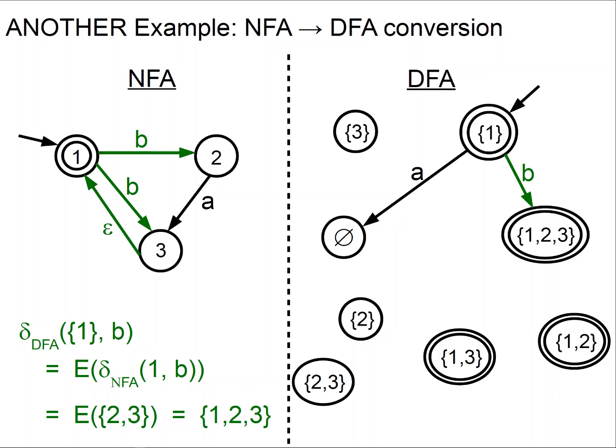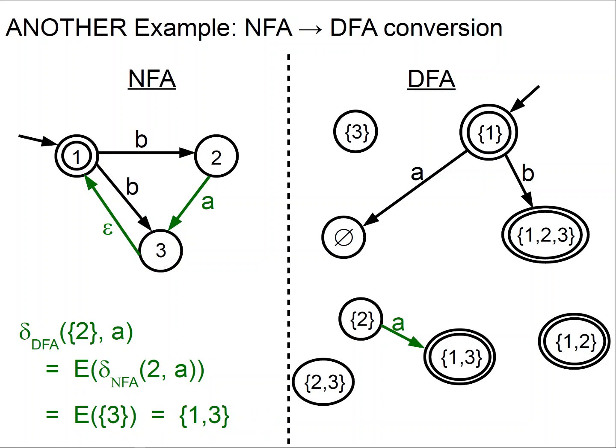If you read a B, then something interesting happens with the epsilon transitions. Let's see it slowly. You would take the epsilon closure of delta NFA 1B. Delta NFA of 1B is {2, 3}, but the epsilon closure of {2, 3} would be {1, 2, 3}, because if I'm in 3, I can also reach 1 by reading an epsilon. Remember, the epsilon closure E is the set that you can get to by reading possibly zero, or any number of, epsilon transitions, so it includes the starting set.